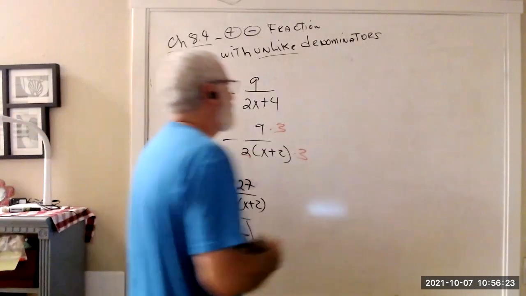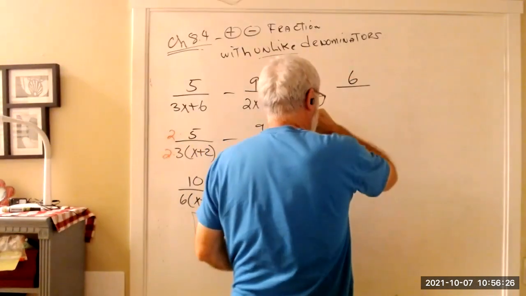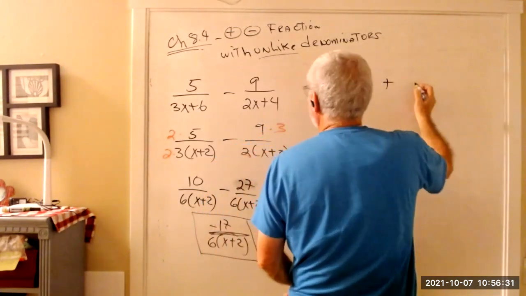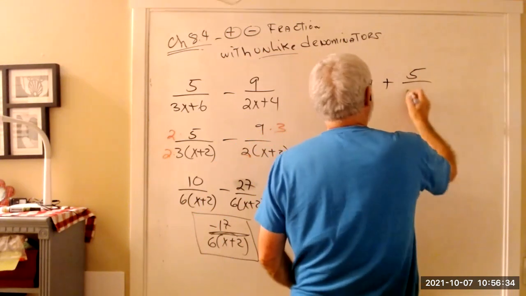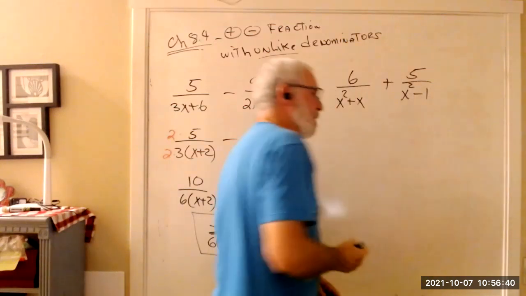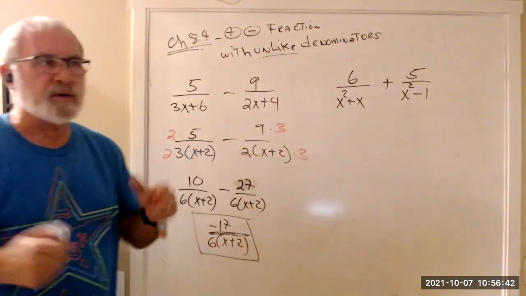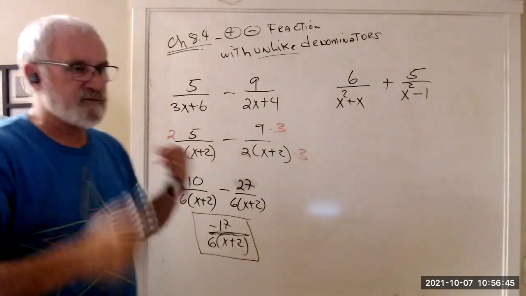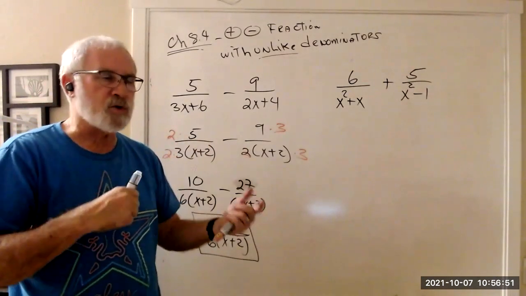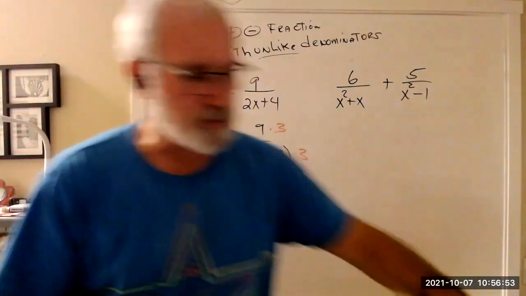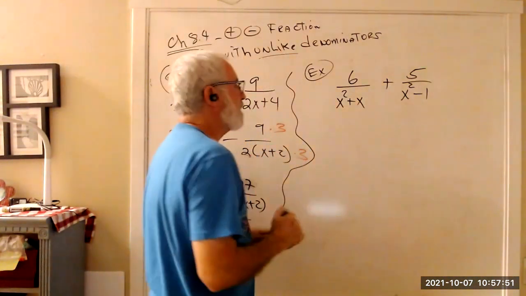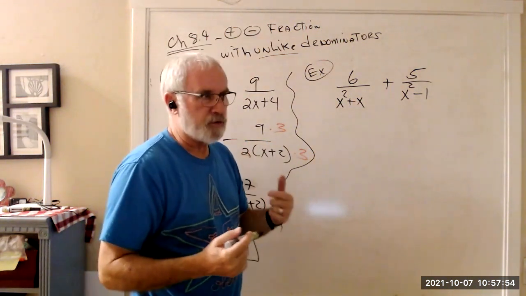All right. 6 over x squared plus x plus 5 over x squared minus 1. Okay, hint, I'm going to interrupt you in a moment. But hint, factor the denominators and think about what you can do to make them exactly the same. Let's pause for just a second. All right, I know you're probably not done, but what I really wanted was for you to think about it.